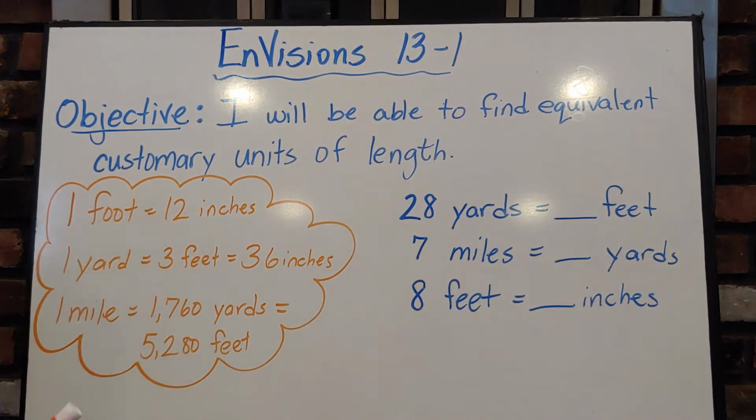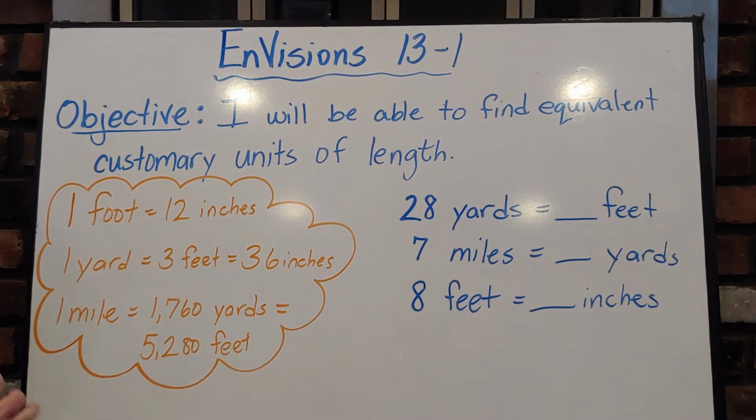Now, customary is a big fancy word meaning the regular units of measurement that we use in this country. When we talk about traveling someplace, we use miles. When we want to measure a room, we might use feet, or we may even use yards. Football is all done in yards. So if you're a football fan, this will make a connection for you. There are 100 yards on a football field, and the goal is to get the ball down that 100 yards to score.